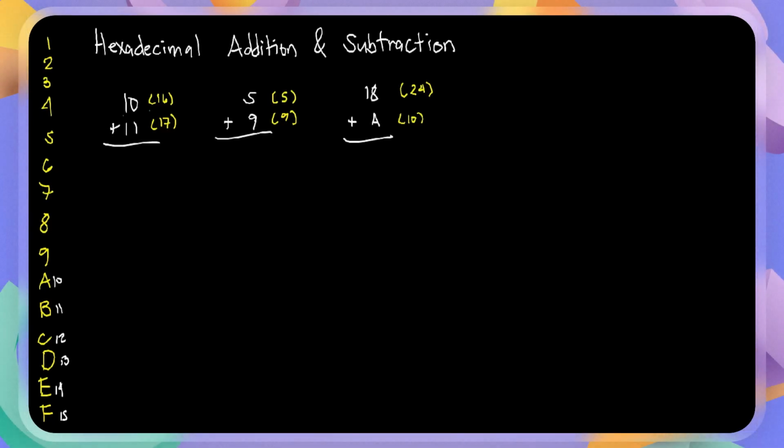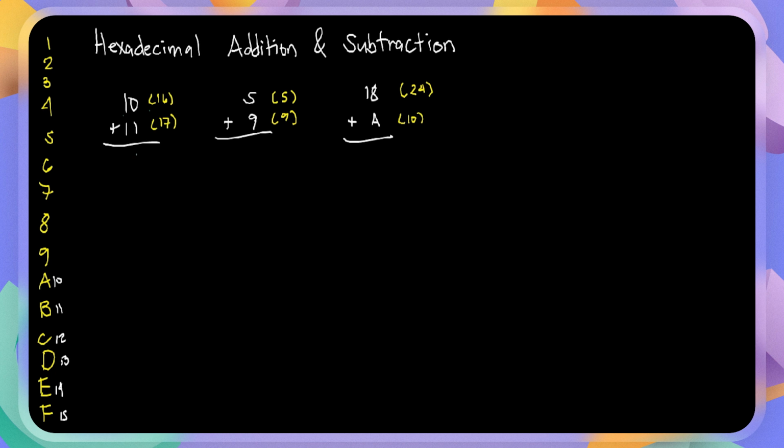Hello, and today I'll be showing you how to do addition and subtraction in hexadecimal. The first thing that you should know is that addition and subtraction in hexadecimal is similar to regular decimal. So I'll just show you what that looks like first. Here, highlighted in yellow, this is the decimal version of this number. And this is the hexadecimal version of here. So let's just add them together right now.